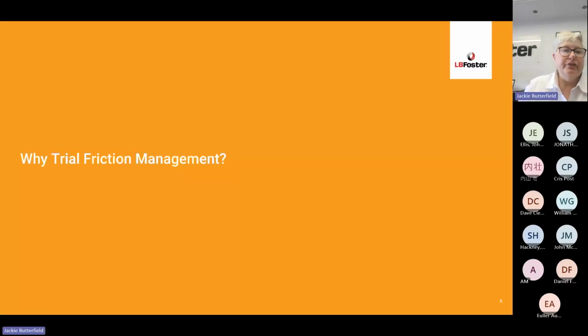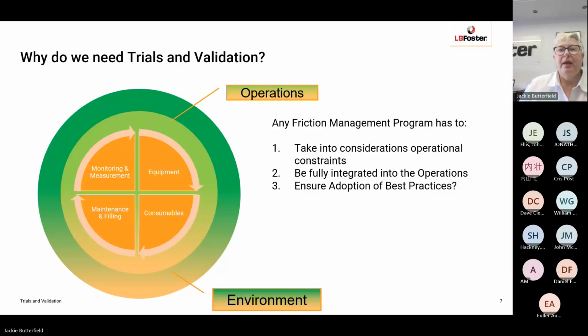So why do we need to trial friction management? Going back again to one of the slides from my first webinar, which was the introduction to FM, monitoring and measurement is one of the key aspects of an effective friction management program, alongside choosing the correct equipment, the correct consumables, and the correct maintenance and filling regime. So as operational and environmental conditions and the condition of equipment may change over time, it's critical to know that the equipment and the consumables are still working as designed and required.